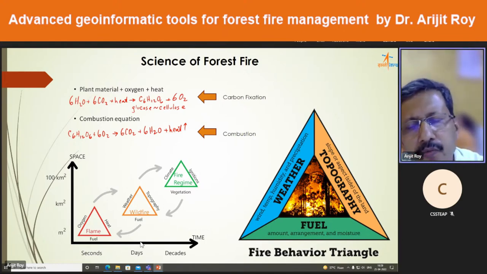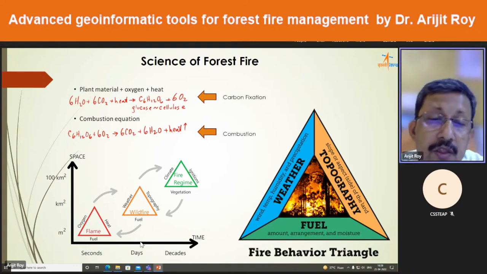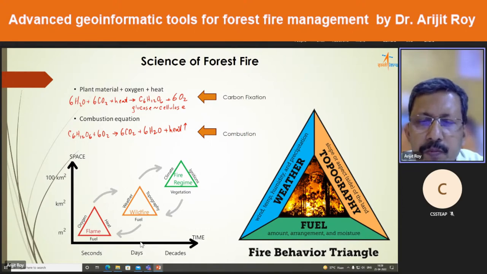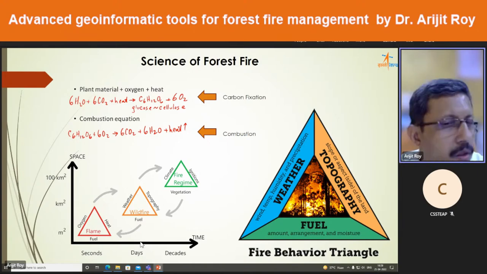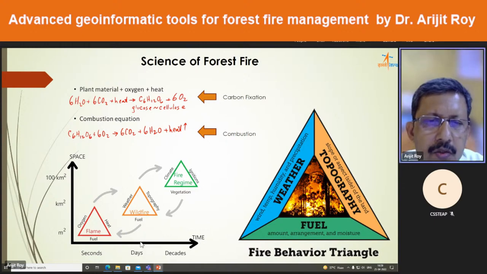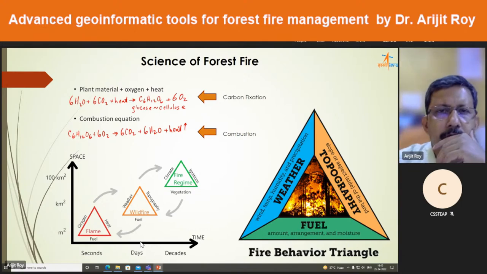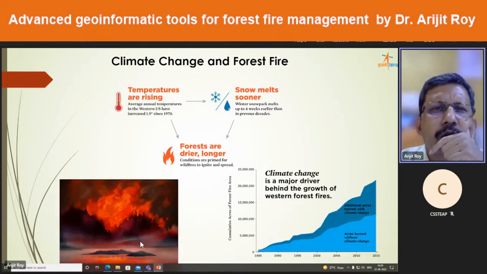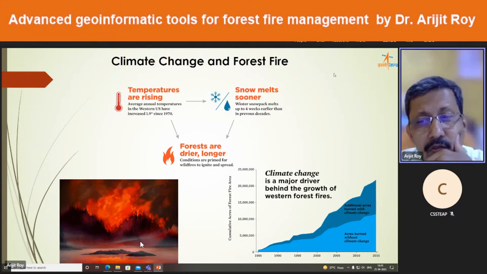But when we talk about fire regime, it is a climatic condition. It's the presence of ignitions and the vegetation type of a region, which provide annually the fuel load required for fire to occur every year. So these are the factors which define the fire regime. So when we talk about climate change, does climate change play a role in forest fire activities?